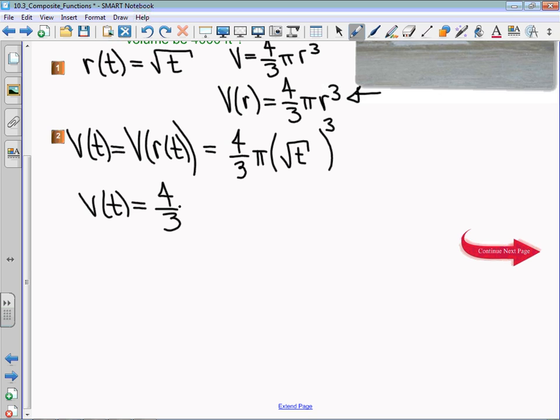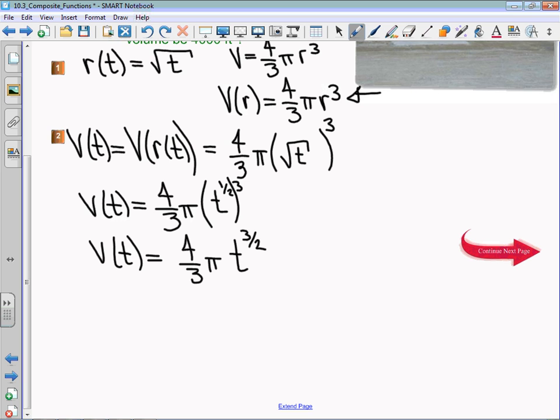Now, I'm going to do one more thing to this. When I take the square root of time, that's effectively giving it the exponent of 1/2. So now I have a power on a power, and I'm going to write the volume of this balloon as a function of time is 4/3 pi times t to the power of 3/2. And that's just going to make it a little bit easier to do any algebra manipulation too, which is really how we finish the question off.